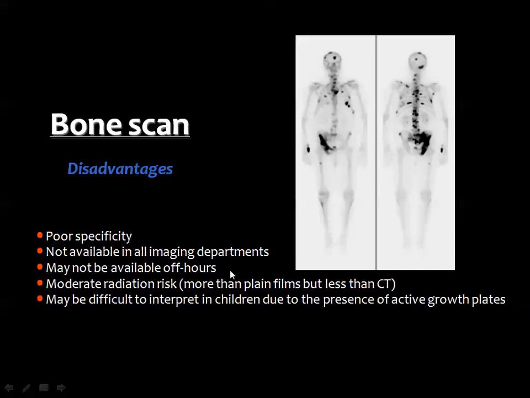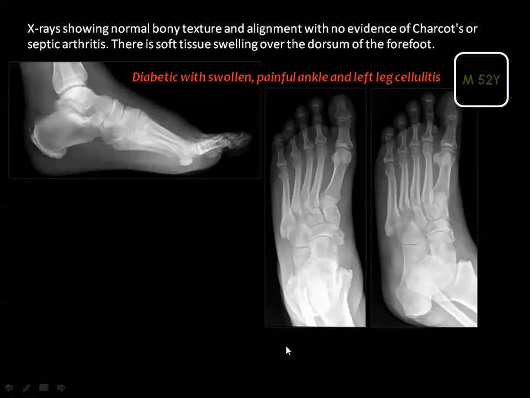The bone scan is not considered an emergency tool. Then there is a moderate radiation risk between the brain film and the CT scan. Also, bone scan may be difficult to interpret in children because of the activity of the growth plates of the joints and the vertebrae, which will show increased uptake normally because these are growing epiphyses.